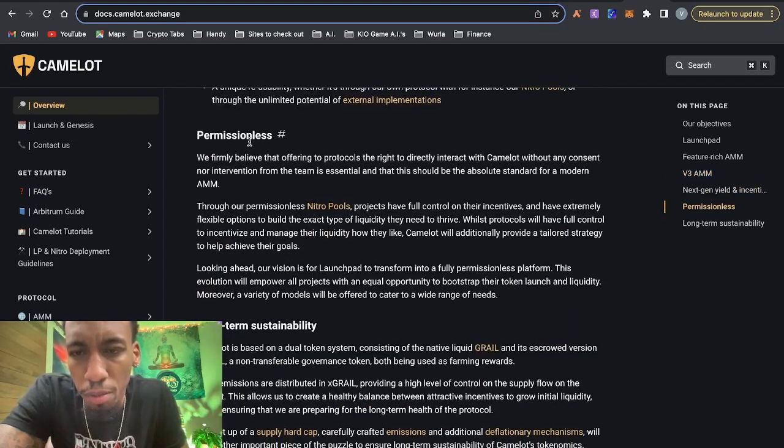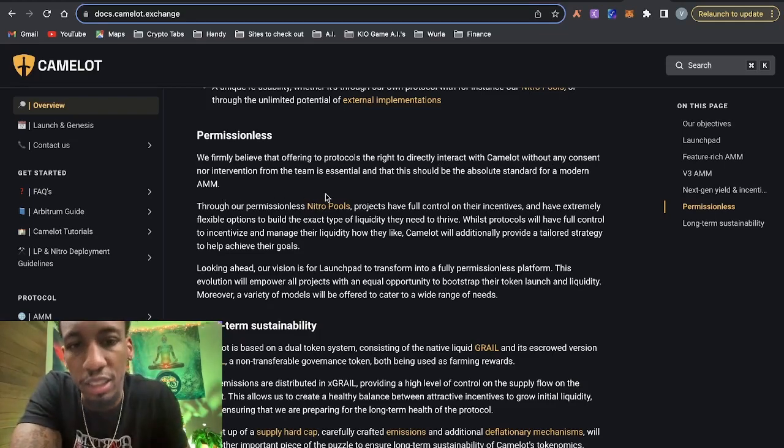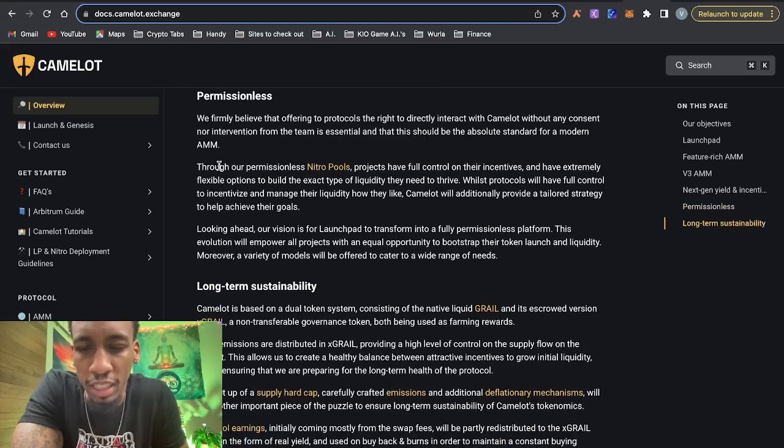Let's talk about their permissionlessness. They say, we firmly believe that offering to protocols the right to directly interact with Camelot without any consent nor intervention from the team is essential, and that this should be the absolute standard for any AMM pretty much. And it says, through our permissionless Nitro pools, projects have full control on their incentives and have extremely flexible options to build the exact type of liquidity they need to thrive.